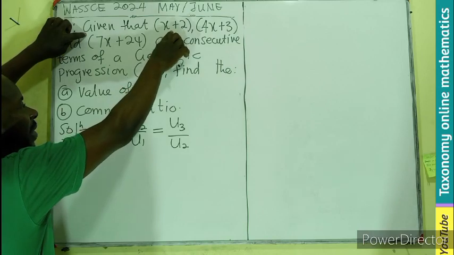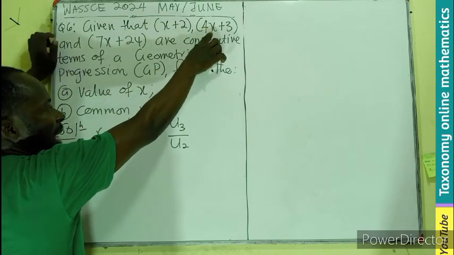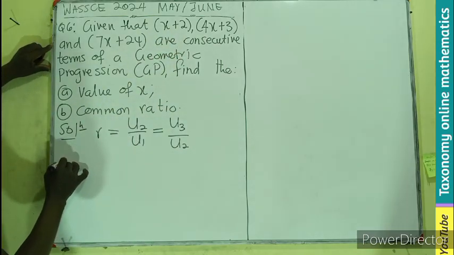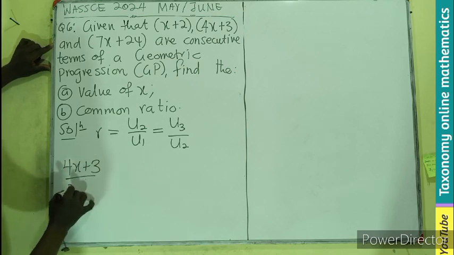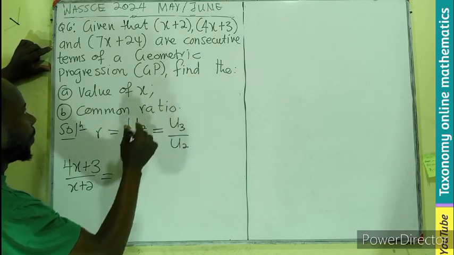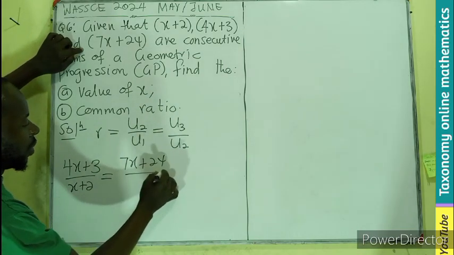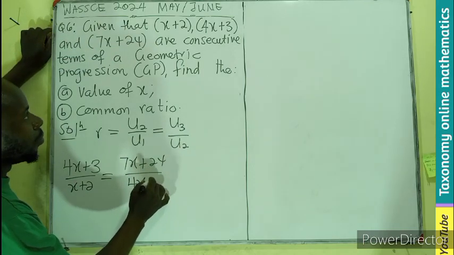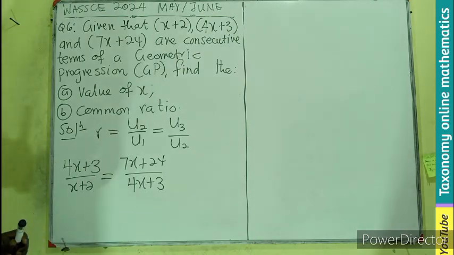Meaning, if this is the first term, second term, third term, I can say that the second term divided by the first term, 4x plus 3 divided by x plus 2, should be the same as the third term, 7x plus 24, divided by the second term, which is still 4x plus 3. So these are the two ratios we want to equate.